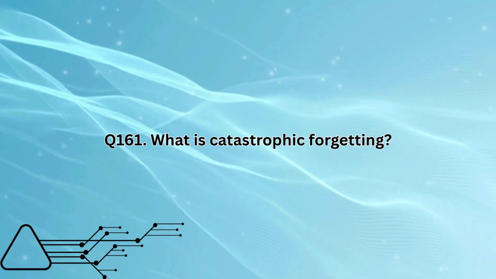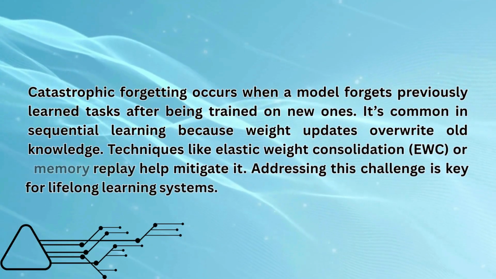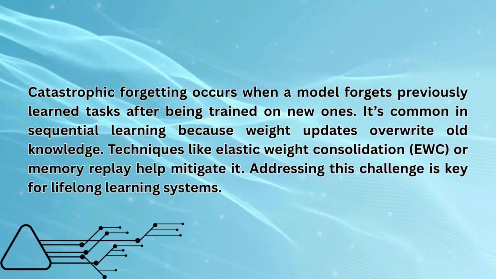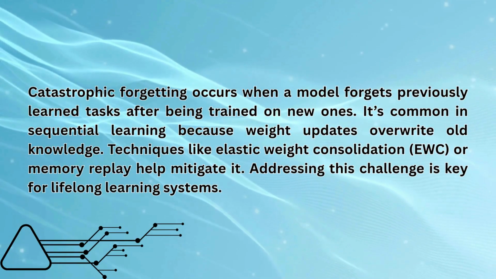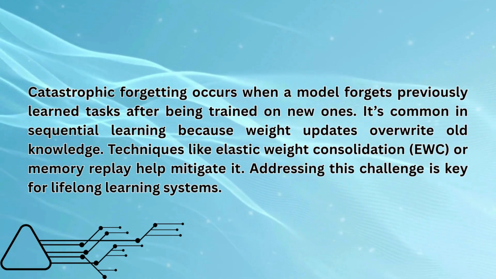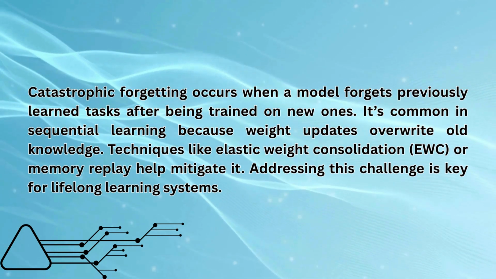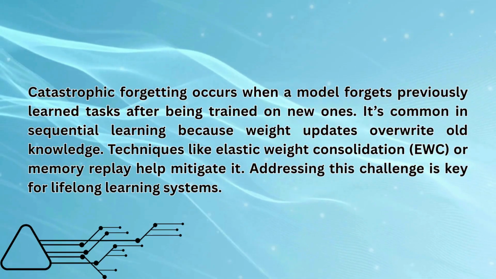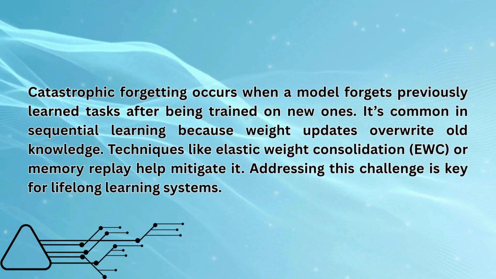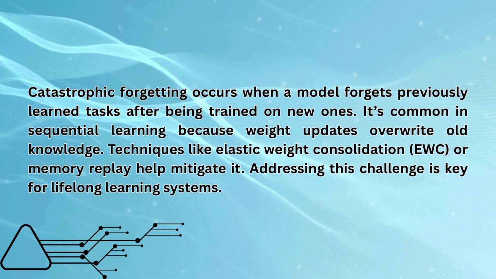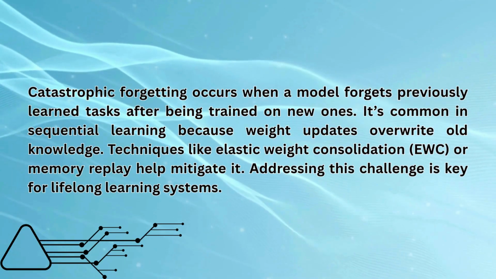What is catastrophic forgetting? Catastrophic forgetting occurs when a model forgets previously learned tasks after being trained on new ones. It's common in sequential learning because weight updates overwrite old knowledge. Techniques like elastic weight consolidation, EWC, or memory replay help mitigate it. Addressing this challenge is key for lifelong learning systems.